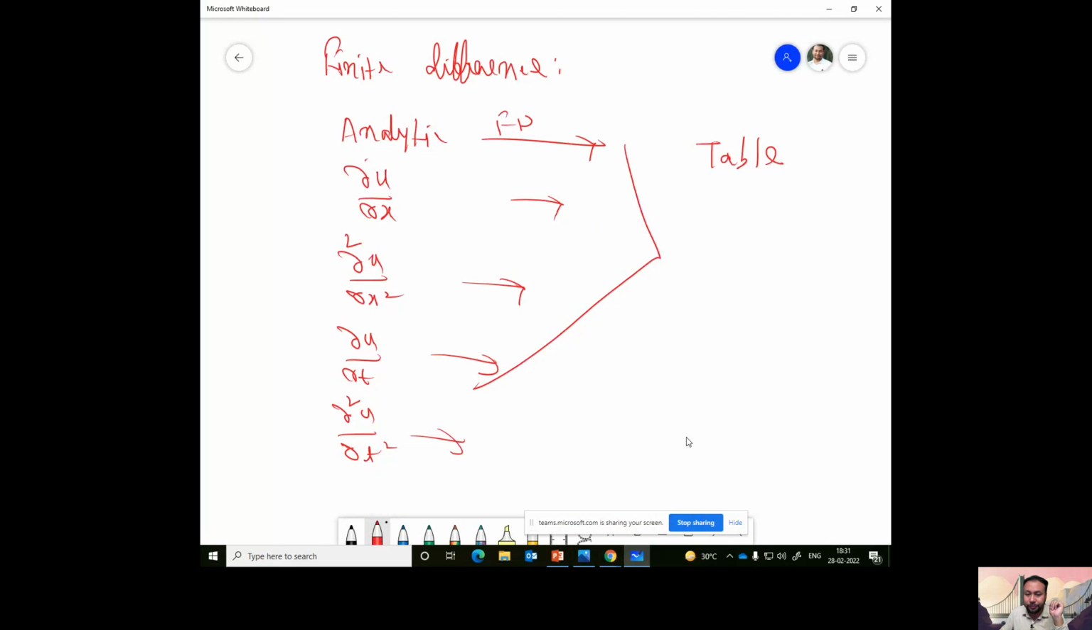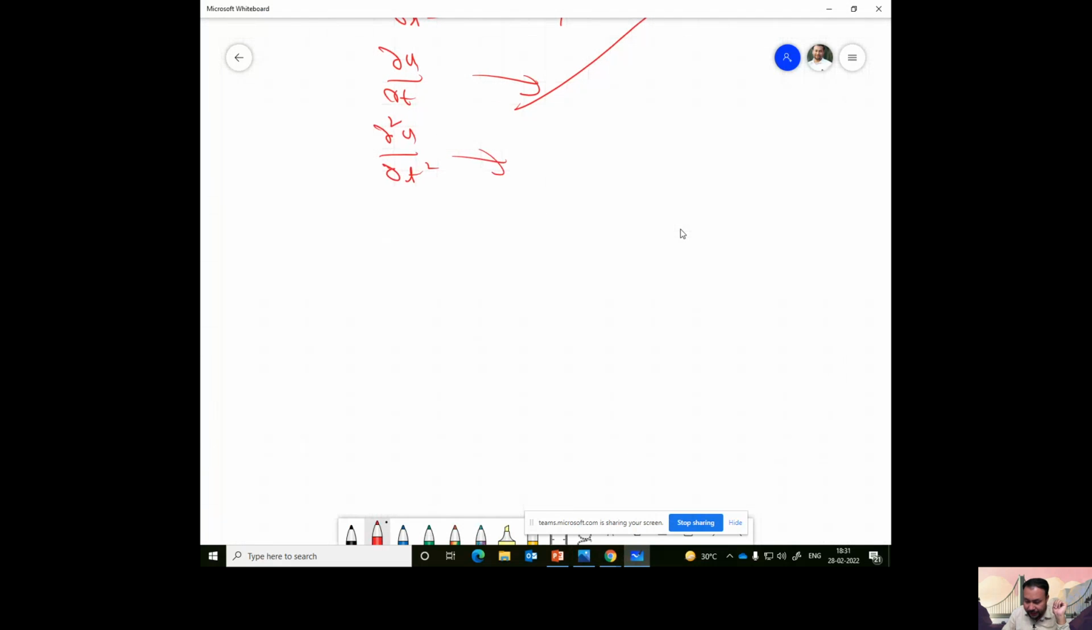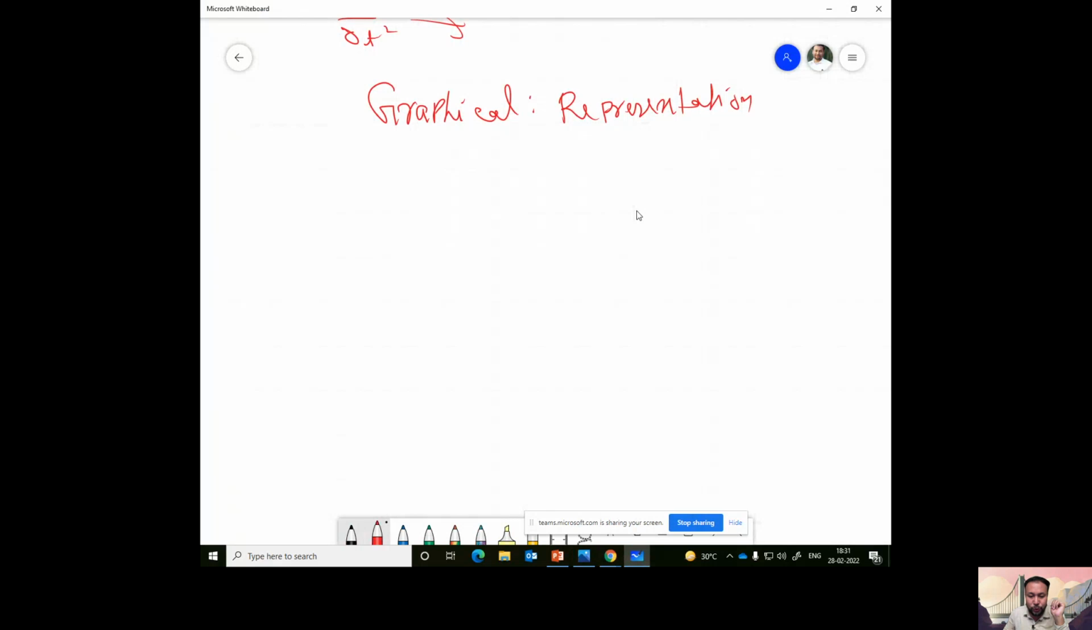Now, come up here. In terms of graphical representation of the discrete form, suppose I want to do this in graphical representation. How can I do it? Let us try to discretize it, right? Let us try to do the discretization. Suppose I want to do the discretization here.